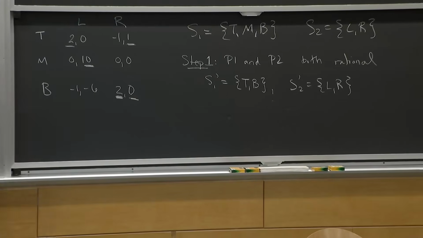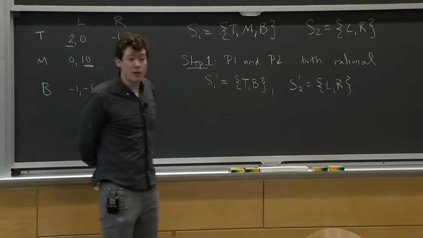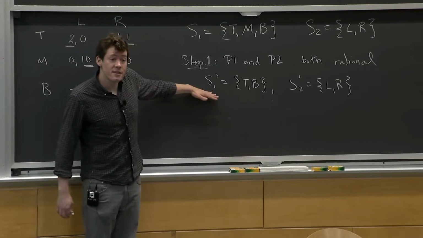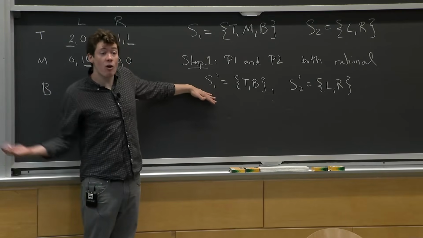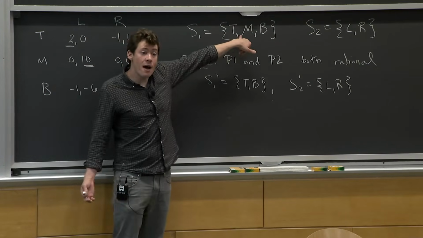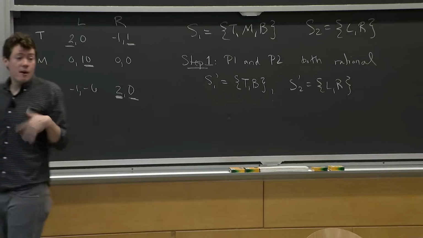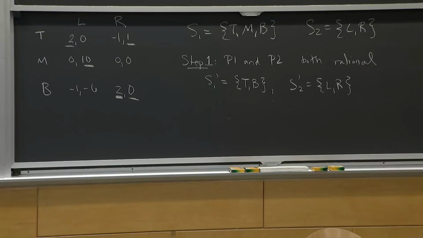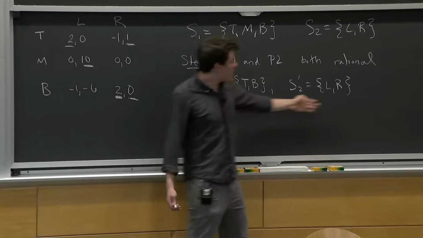And notice an important point here. Rationality doesn't always restrict the strategies that a player might play. In player 1's case, player 1's rationality does throw out one strategy. It threw out M because M was strictly dominated by another mixed strategy and was never a best response to any belief. But for player 2, even if they're rational, we can't say much more.